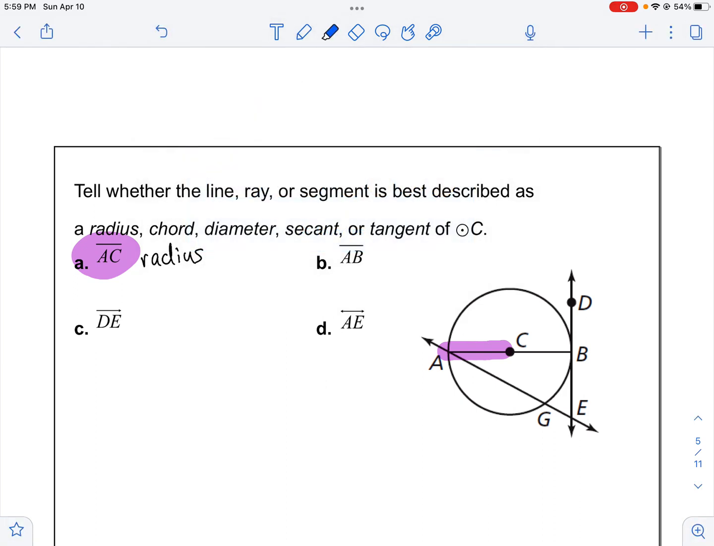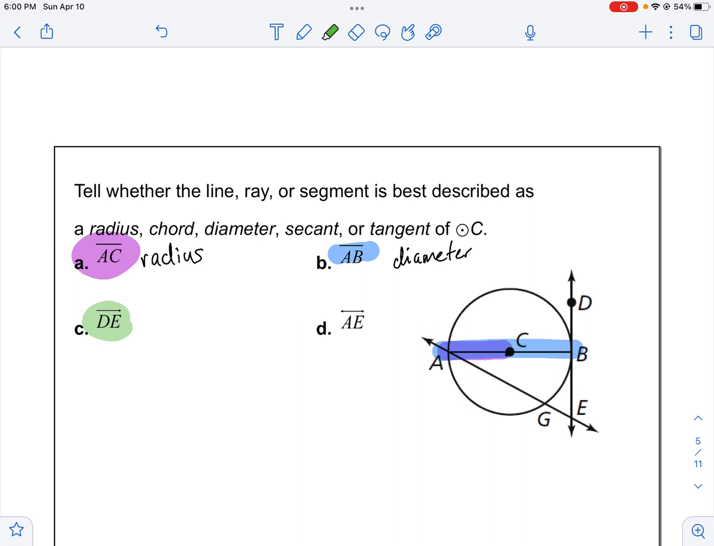Next, we're looking at AB. So A to B. Let's see. A radius is from the center to the edge. This goes a little bit further. A chord is from one edge to the other. Okay, so it is a chord. A diameter is when it goes from one edge to the other and through the middle. Well, there we go. It does that.